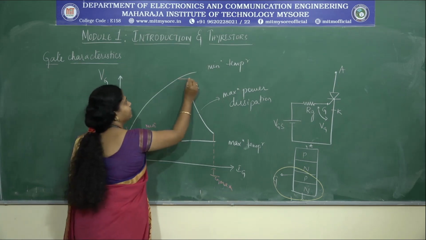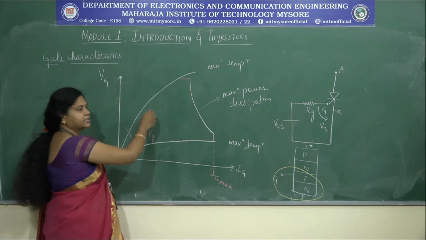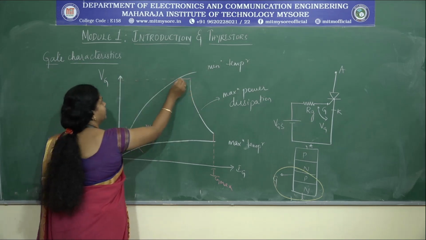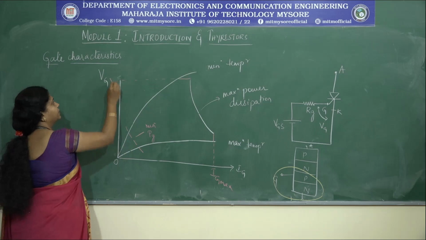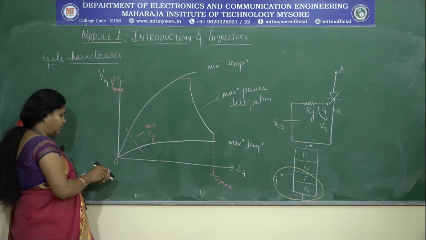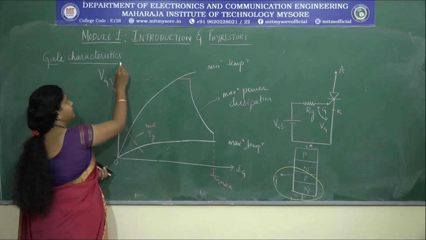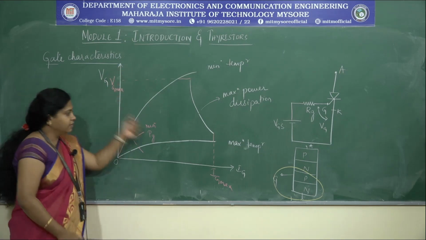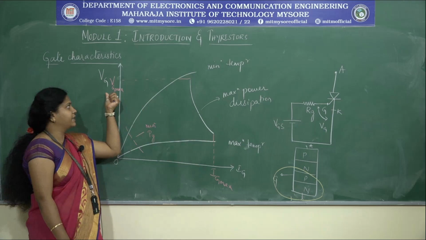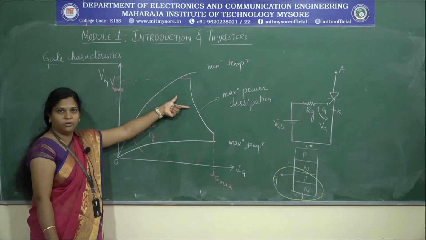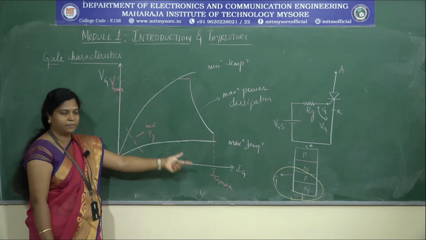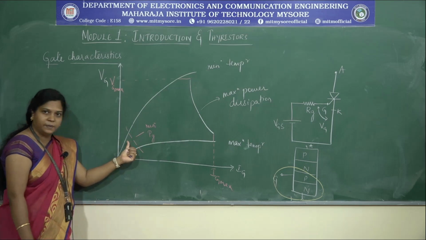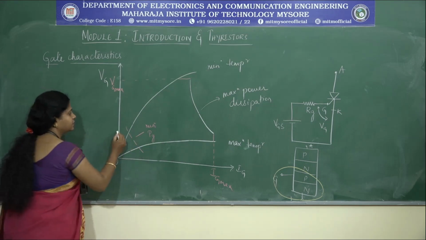Similarly, here when we draw the tangent towards this line, the corresponding voltage will be the Vg maximum. So, these are the maximum voltage and maximum current that we are going to come across, the limits that can be applied.